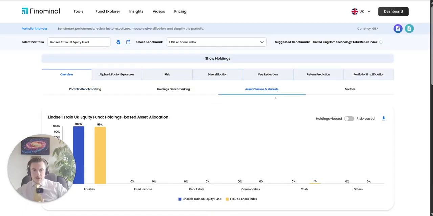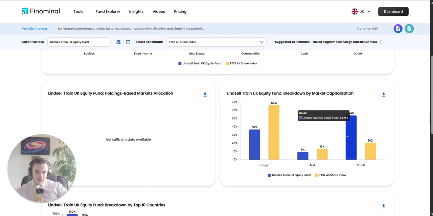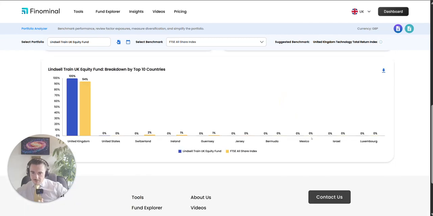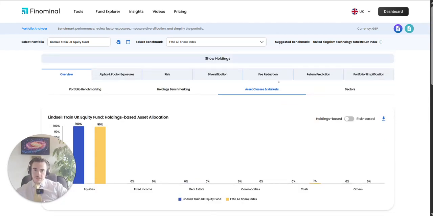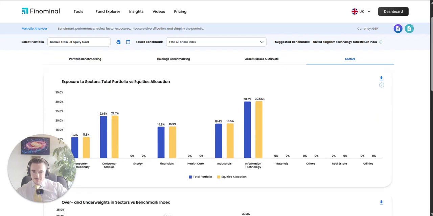But let's look now to asset classes and markets, 100% in equities, as we'd expect to see, where I am noting just a little over half of this fund invested in small cap, with then 37% in large and a small sliver in mid at 9%. And we can see 100% in the UK. So fantastic to see investing as it says on the tin, should I say.